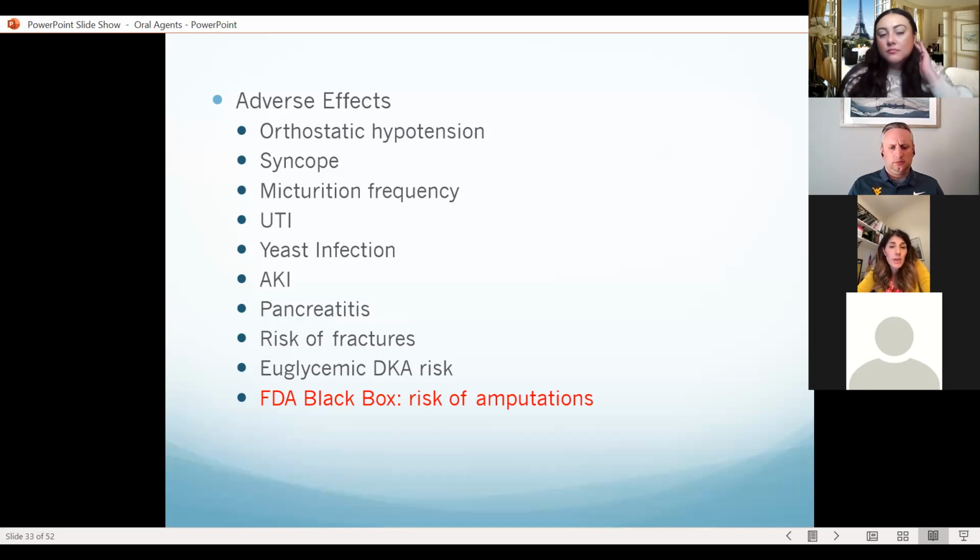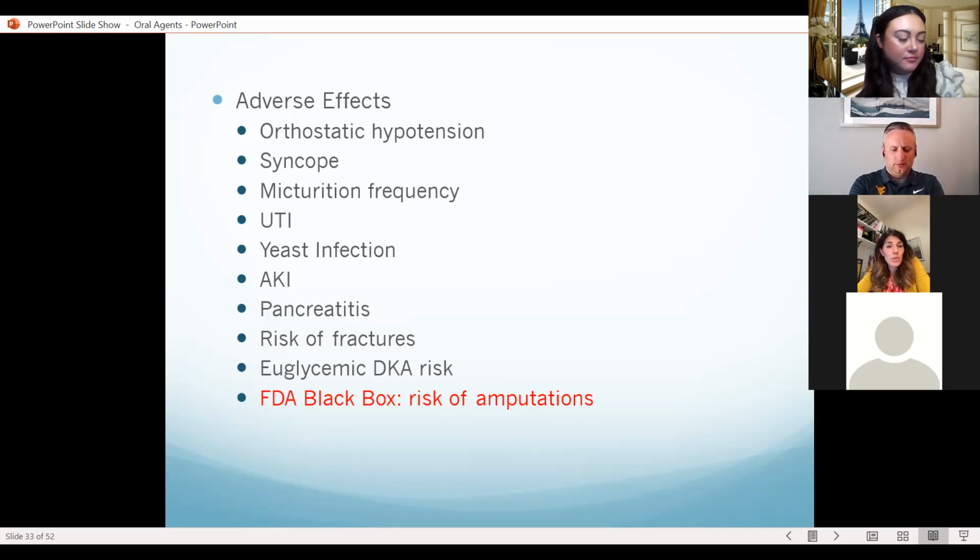Urinary tract and yeast infections can be seen. I will point out that in type 2 diabetes, there is a higher risk of urinary tract and yeast infections at baseline because, with type 2 diabetes, there's more glucose around, and infections like glucose. So patients with type 2 diabetes are overall at a higher risk for infection. You can see kind of a bump in the creatinine in the initial use of this, but over time that resolves.